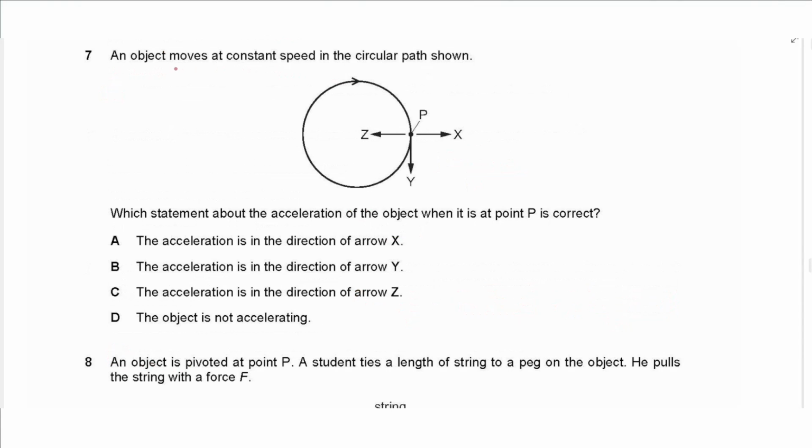Question 7 says an object moves at constant speed in the circular path shown. Which statement about the acceleration of the object when it is at point P is correct? So the acceleration is in the direction of the resultant force, and for an object moving in a circular path with constant speed, the force is towards the center, so it would be in the direction Z. The acceleration in the direction X? No. The acceleration in the direction Y? No. Acceleration in direction Z? Yes. The object is not accelerating? Yes, it is accelerating because there is a change in direction, so there is a change in velocity. So here we choose C.